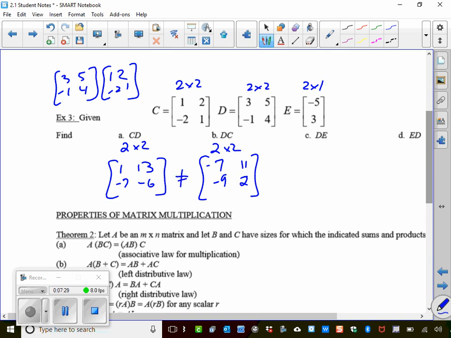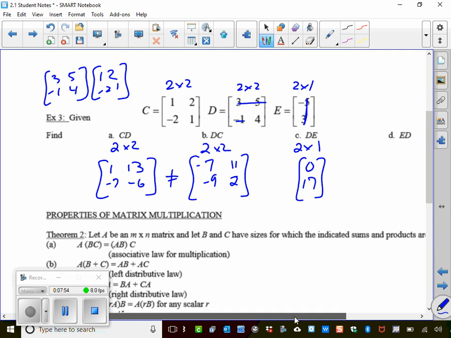All right, D times E. So D times E, I got a 2 by 2 and a 2 by 1, so I'm going to have a 2 by 1 for an answer. Okay, so 3, 5 times negative 5, 3, I get negative 15 plus 15, so I get 0. And then negative 1, 4 times negative 5, 3, I get 5 and 12, so 17.